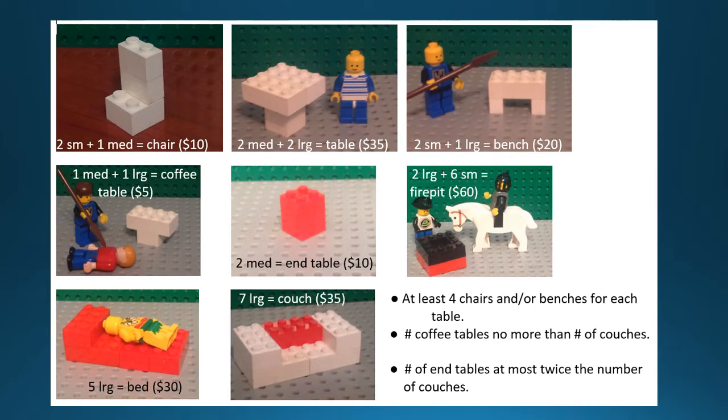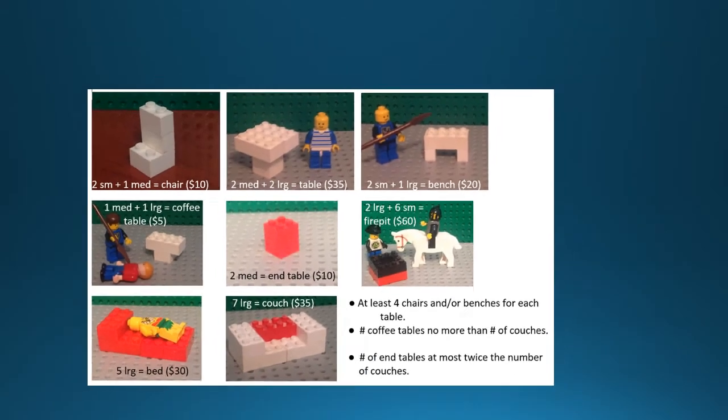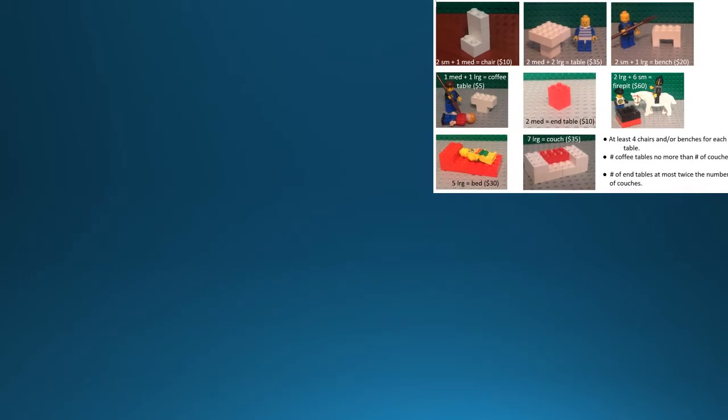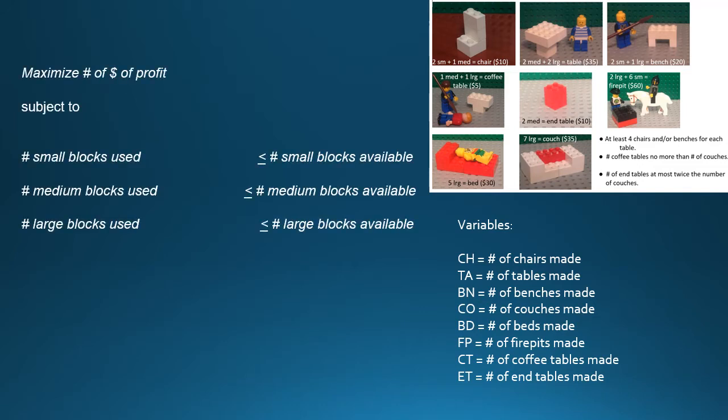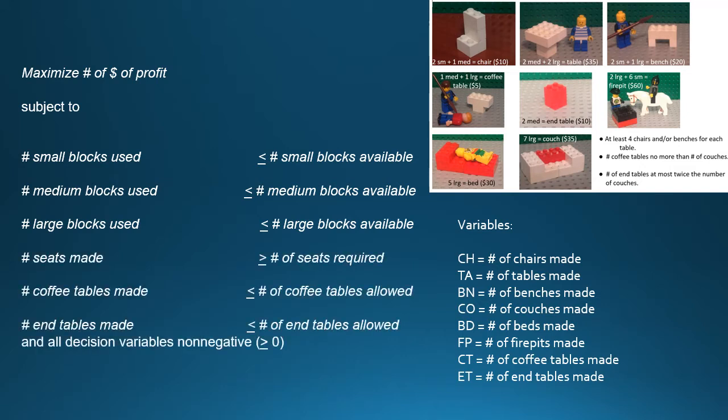But now let's do it from a linear programming perspective. First of all, of course, we're going to need decision variables. Our decisions in this problem are how many of each object we make, so we have 8 decision variables, 1 for each product. Our objective is going to be to maximize profit, and we're going to have some limited resource constraints that say that we can't use any more of the small, or medium, or large blocks than the number that we have available. Then we also have some minimum performance constraints that say that we have to have at least 4 seats per table, and that you can't have too many coffee tables, and you can't have too many end tables.